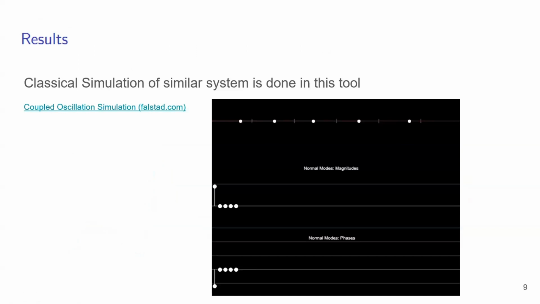Finally, we try to simulate a similar system using classical methodology in the corresponding framework, and we can see that we obtain the same values, with the magnitudes remaining the same and the phase oscillating between positive and negative.